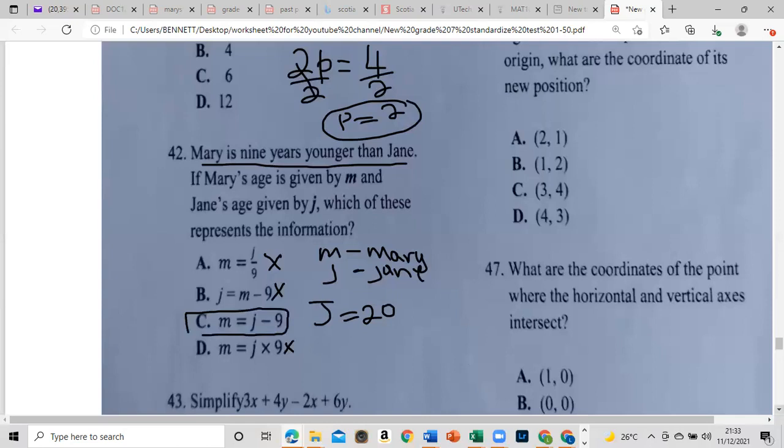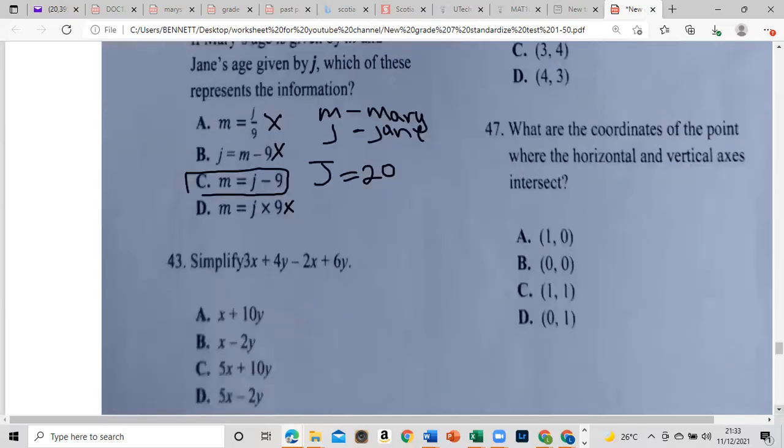Alright, this one says simplify 3x plus 4y minus 2x plus 6y. So what we need to do is to group the like terms. So it will be 3x minus 2x, remember to bring the sign that is in front of it. Let's put all the x's together.